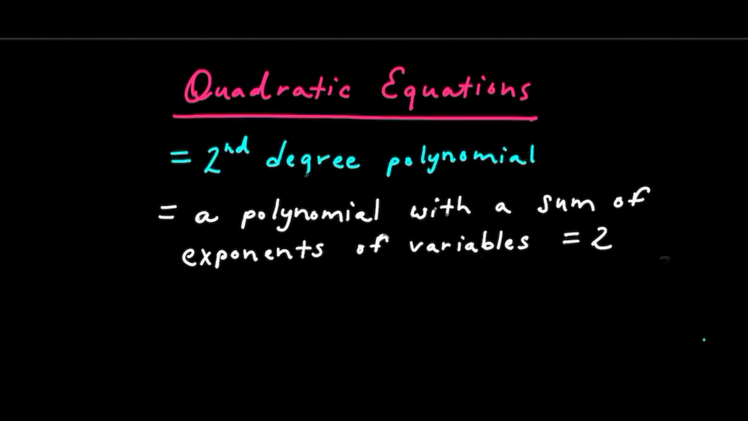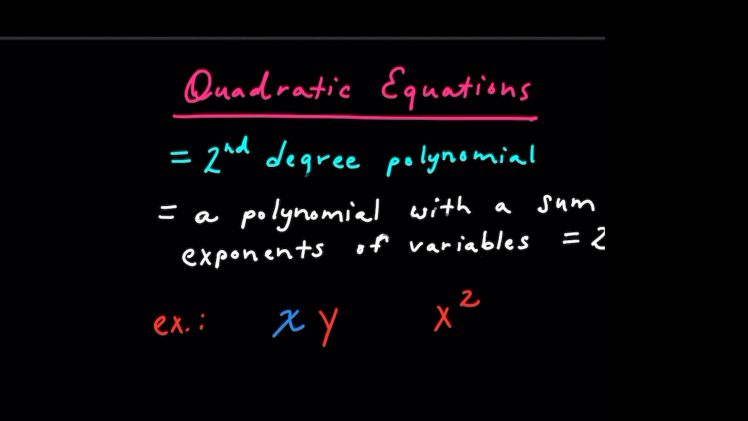Okay, so we're talking about quadratic equations, and all it is, is a second-degree polynomial, which is a polynomial with a sum of exponents of variables equal to 2. So x to the 1, y to the 1 would be a second-degree polynomial, and then x squared, of course, would be a second-degree polynomial.